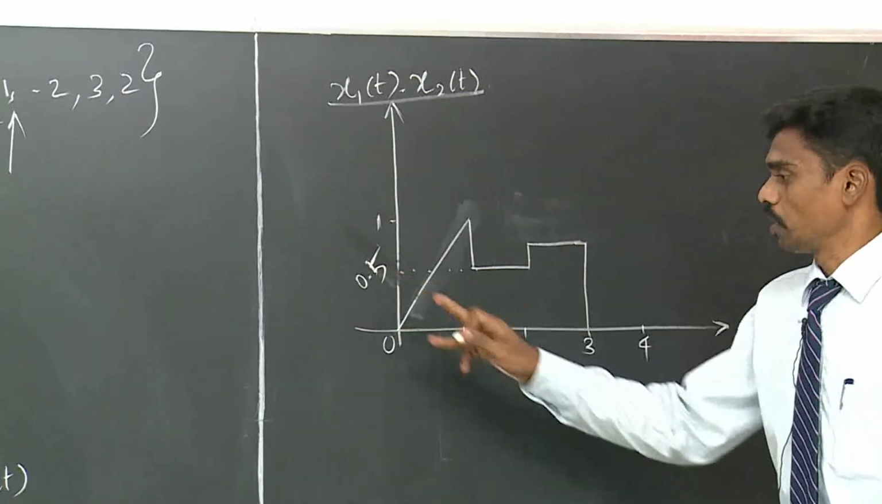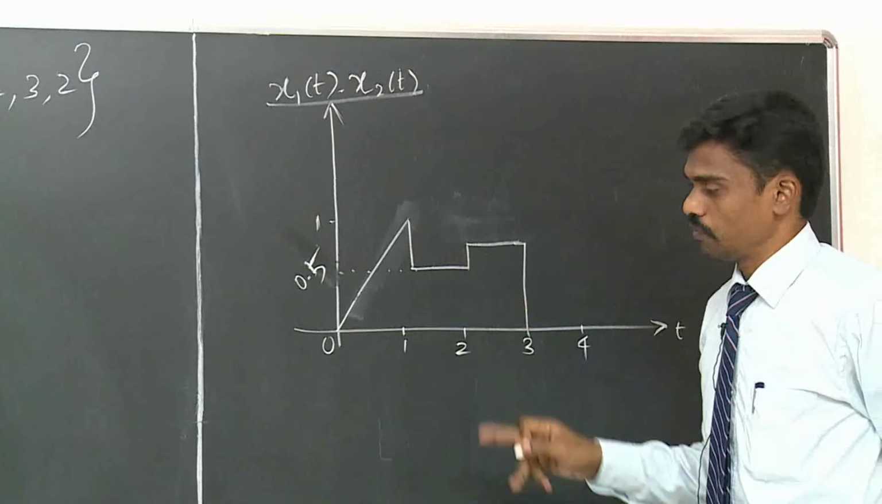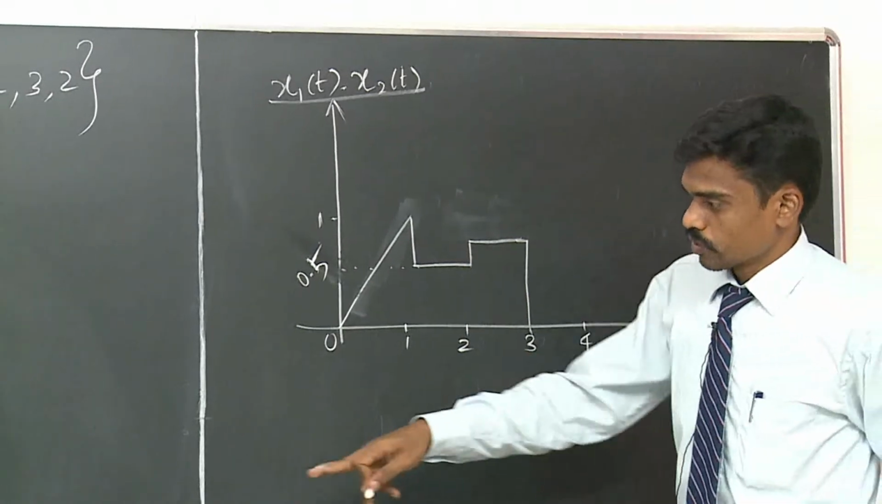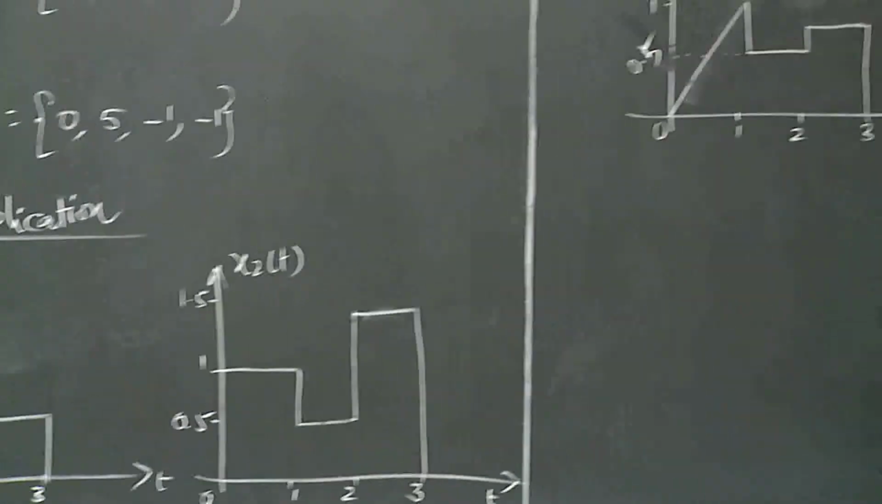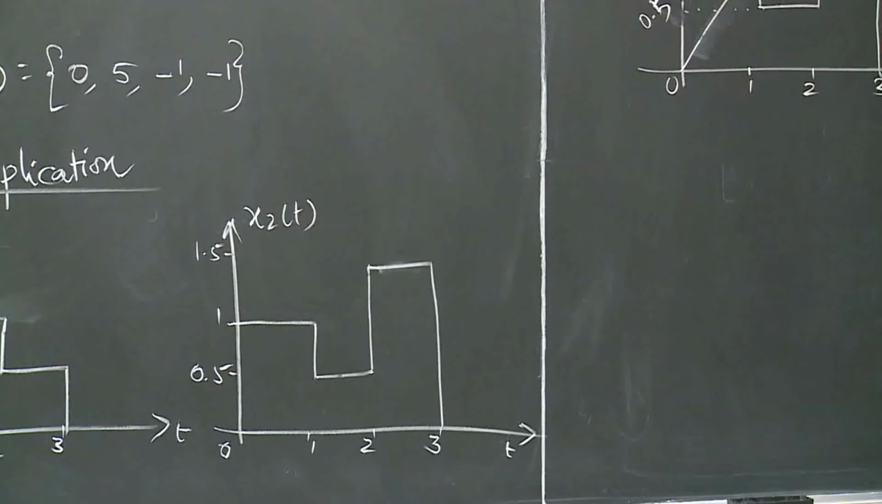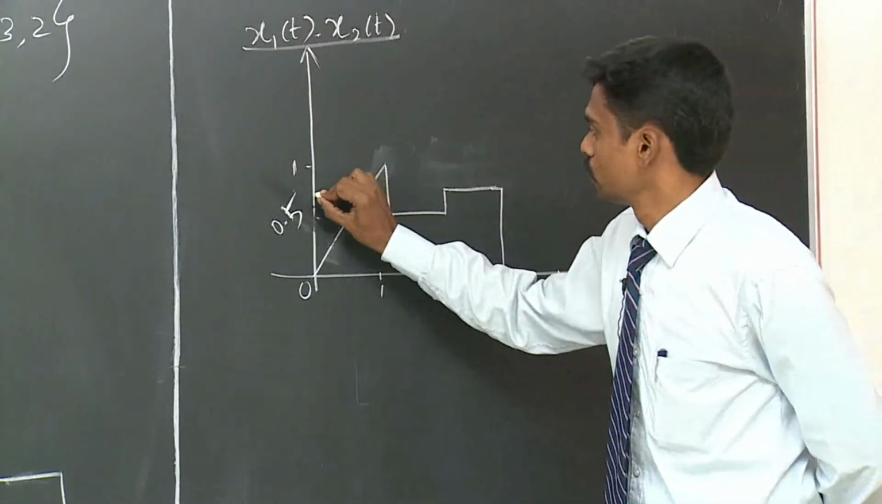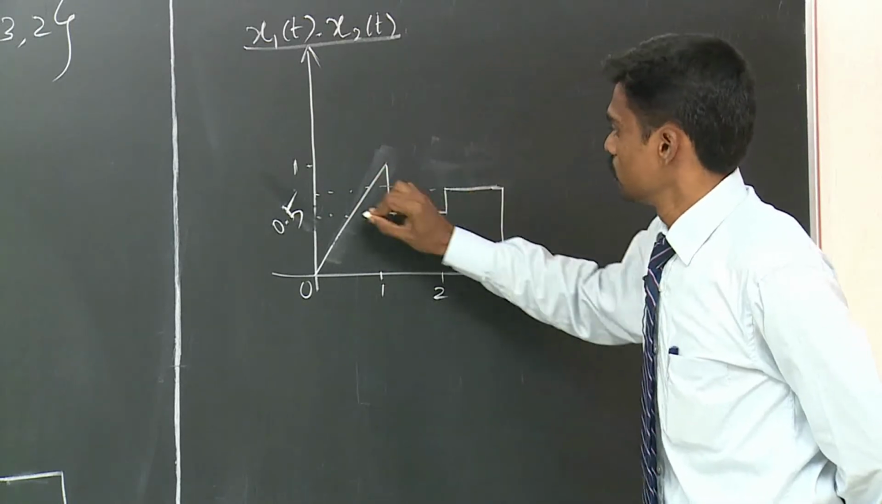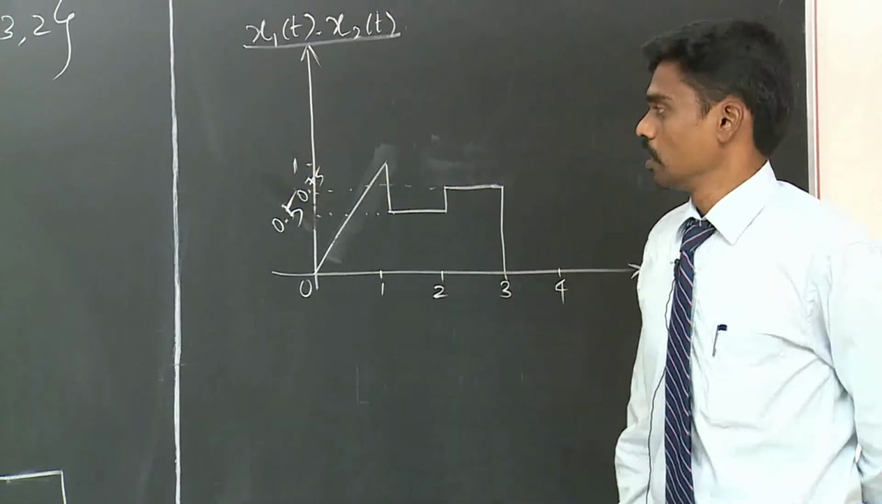So it is 0.5. So the level is maintained from 1 to 2 at 0.5. Next, from 2 to 3, the value there is 0.5. Here it is 1.5, so 1.5 into 0.5 is 0.75. This value is 0.75. Here it will come out. The value is 0.75, in between 0.5 and 1.